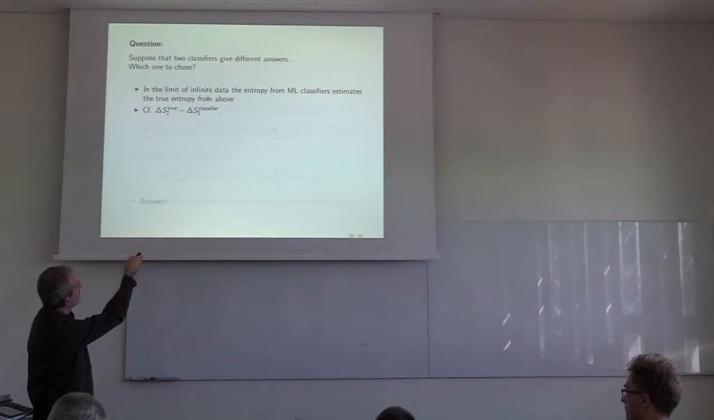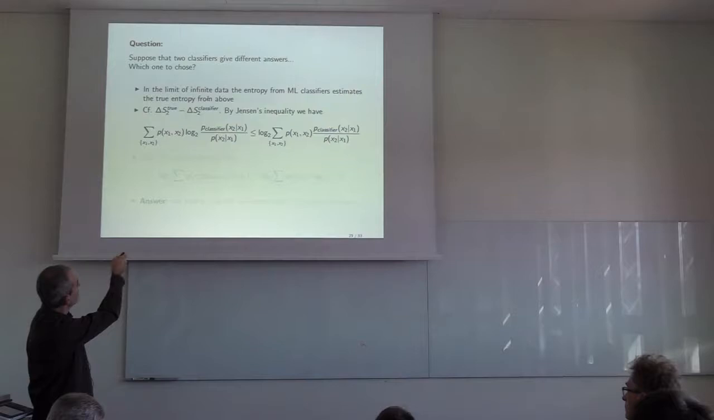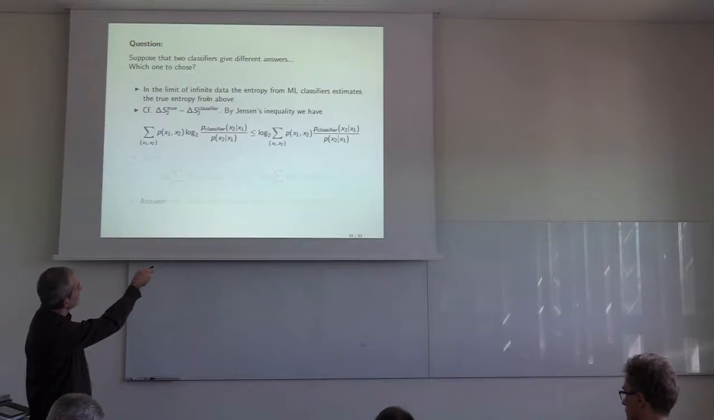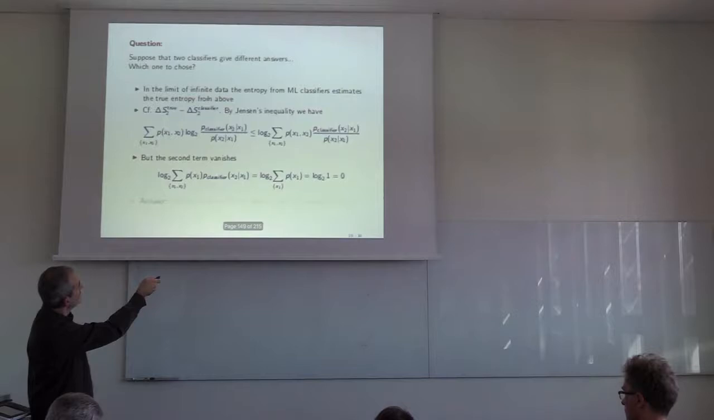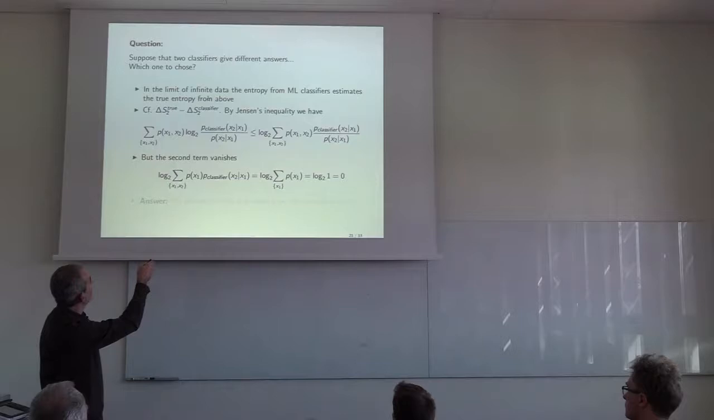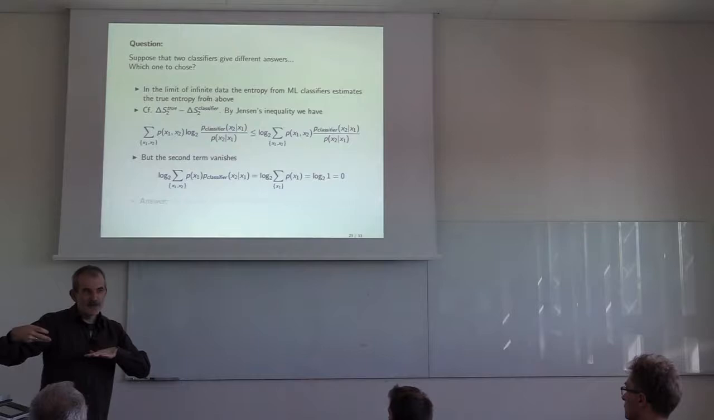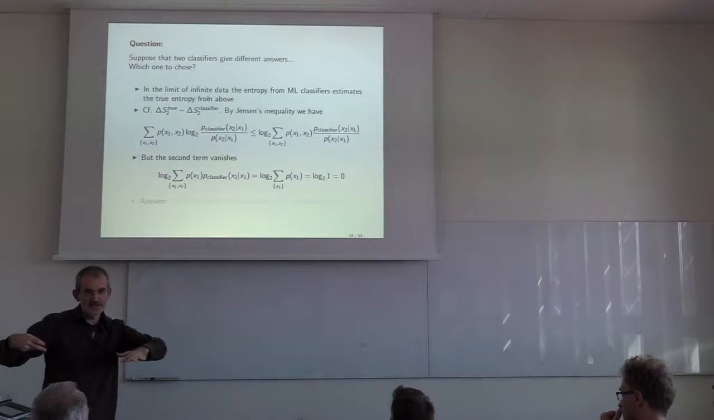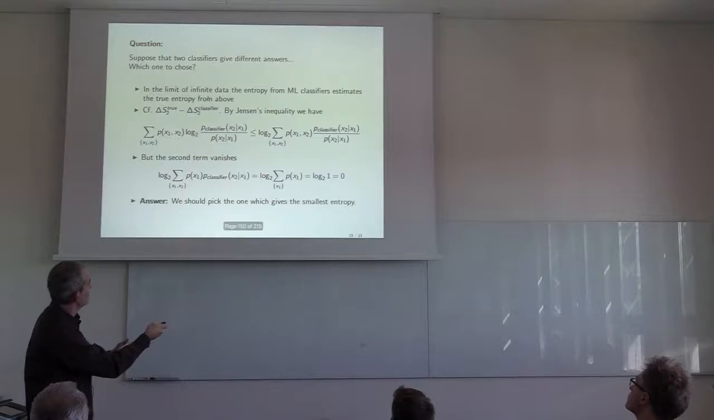By using the inequality, we can just pull the log outside. The difference is given by this formula. Now this ratio will be just p of x1. A very simple computation shows that the right hand side here is exactly equal to 0. So we always estimate the entropy from above. Therefore, if we have 2 different answers and we have lots of data, we should just pick the lower one, because it estimates the true entropy better. So this is the answer.